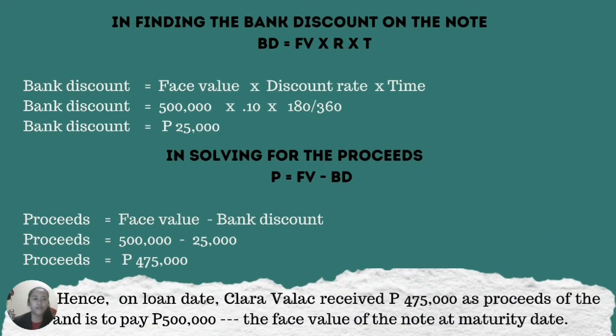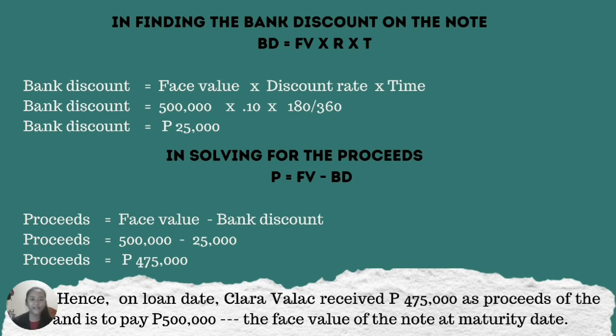Since we already have the formula, all we need is to input the values needed. For the bank discount, we have the given value 500,000 times 0.10 times 180 over 360, which comes to a bank discount of 25,000 pesos. In solving for the proceeds, we have 500,000 minus 25,000. We came up with the proceeds of 475,000.